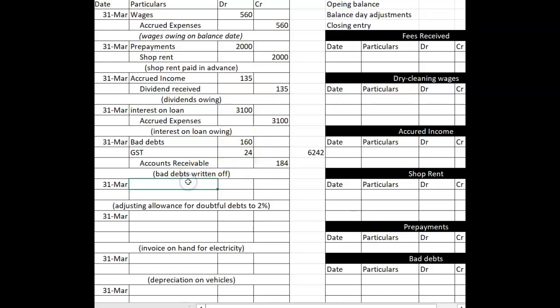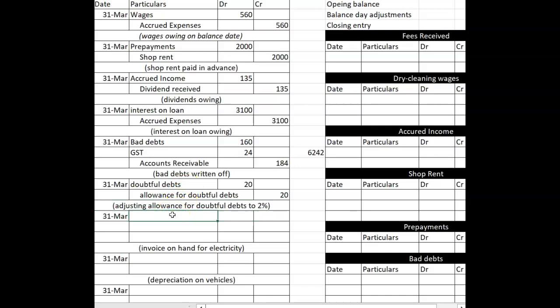Adjusting allowance for doubtful debts. So that went up by 20. So we're going to debit doubtful debts, the expense, and its credit. Make sure that you write the full amount. In the exam, the examiner doesn't like you abbreviating.